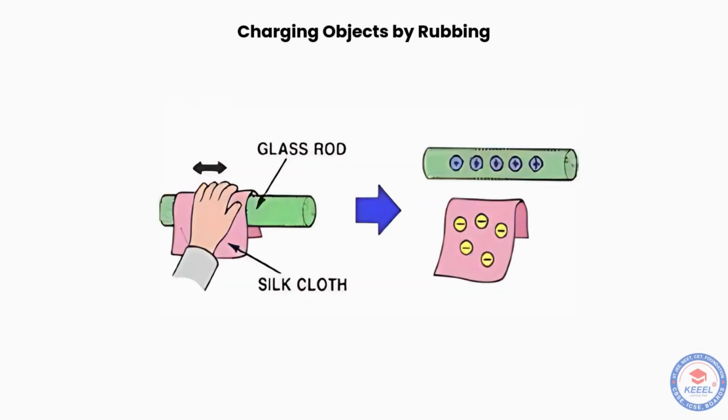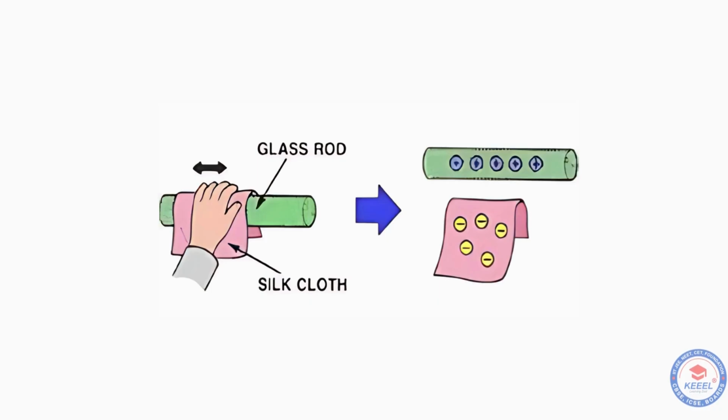Charging objects by rubbing. When you rub two objects together, like a plastic pen on dry hair, electrons move from one object to the other. The object that gains electrons becomes negatively charged. The one that loses electrons becomes positively charged. That is how objects get charged.